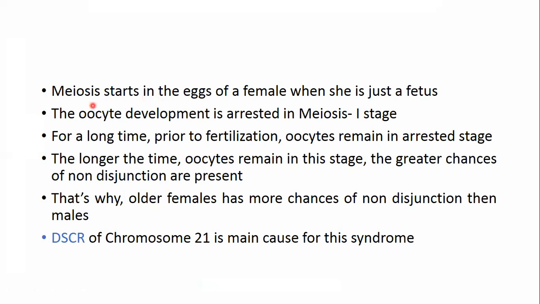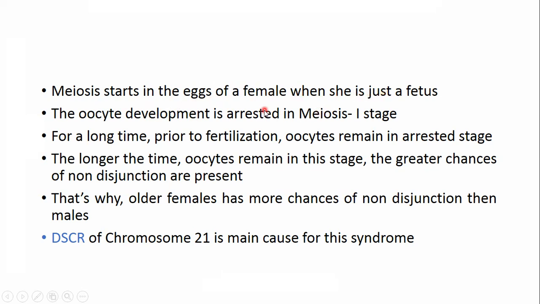जो female के eggs हैं उनमें non-disjunction के chances ज्यादा होते हैं जबकि male जो हैं उनमें chances इतने ज्यादा नहीं होते. इसके behind क्या reason हो सकती है? इसके behind reason ये है कि meiosis एक reason जो possible reason हो सकती है वो क्या है कि जब female जो है वो eggs बना रही है, ठीक है, उसमें meiosis start होती है, and meiosis starts in the eggs of a female when she is just a fetus.